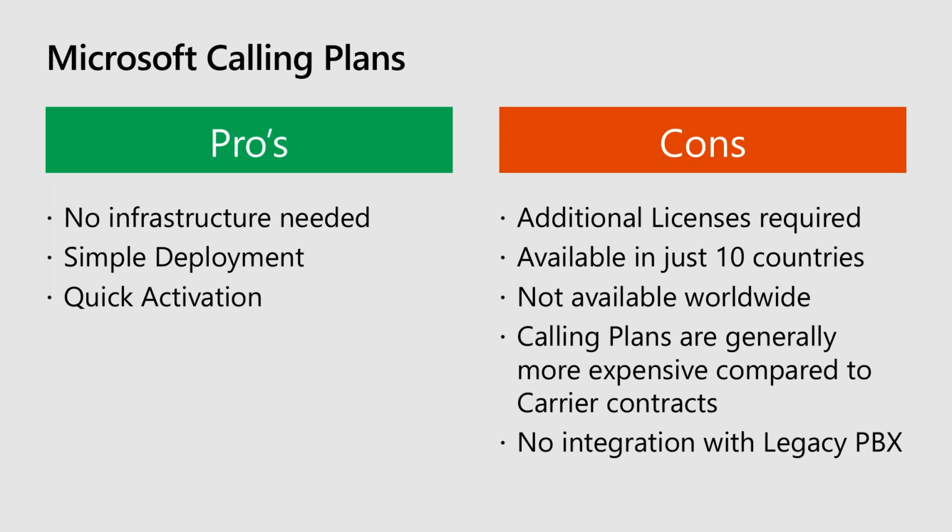Now, calling plans are generally more expensive than existing carrier contracts. But I'm not sure that statement is still valid if Microsoft is adding the domestic calling plan to the E5 license. I would have to reinvestigate this a little bit, but generally they were more expensive. And of course, if you want to do integration with the existing PBX, well, there is no integration. Essentially, you're going to call your PBX users over the PSTN network, which may increase the cost of your communication.